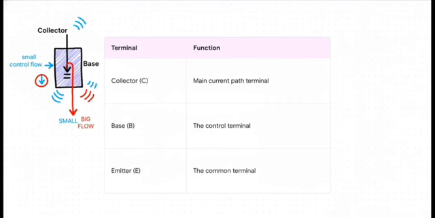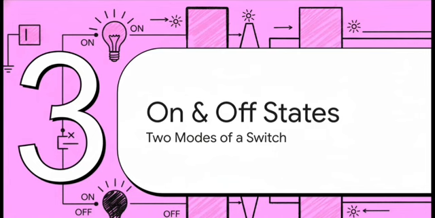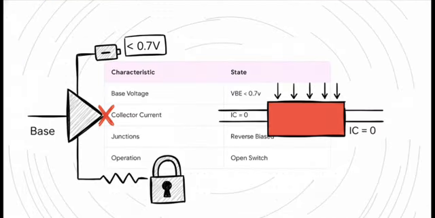So here's the magic trick. You ready? We apply a small current to the base, and that opens the floodgates for a much bigger current to rush from the collector through the transistor and out the emitter. We control the big flow with a tiny little flow. Now, a transistor can do some pretty fancy things, like amplifying audio signals, but for digital electronics, for computers and phones, we really only care about two simple states, fully off and fully on. That's it.